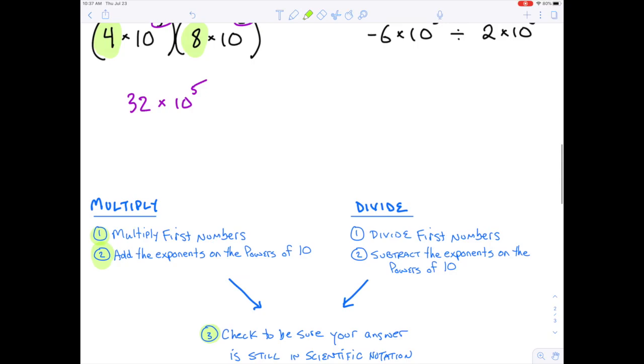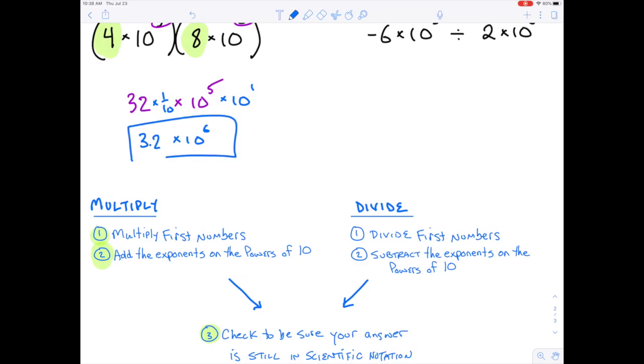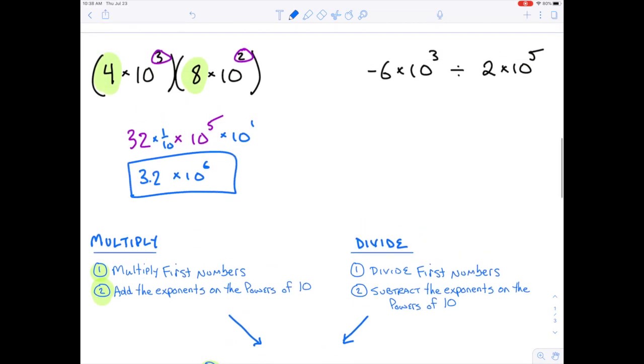Well, it isn't because 32 is too high, so we're going to do that move that you might recall with the 1/10 and the 10. I'll switch colors. I'm going to multiply this one by 1/10 to drop it down to 3.2, and we're going to balance out that 1/10 with an extra 10. That's going to move the 10 to the 5th up 1 to 10 to the 6th. And I'm done. Look how simple that was. 4 times 8 was 32, 3 plus 2 is 5, and we adjusted.